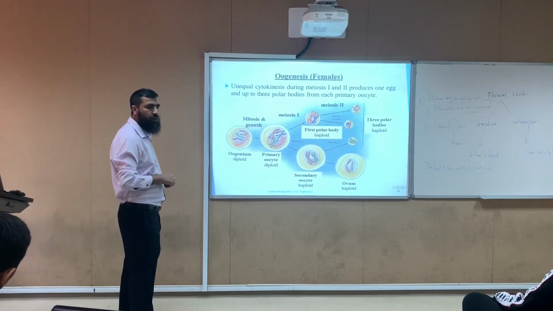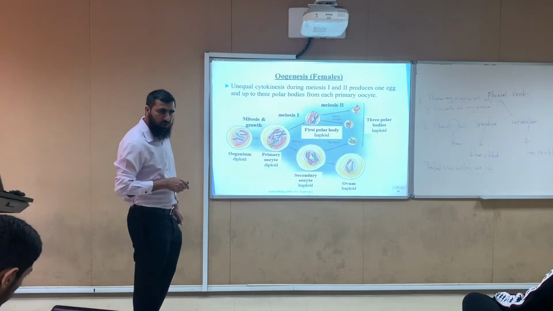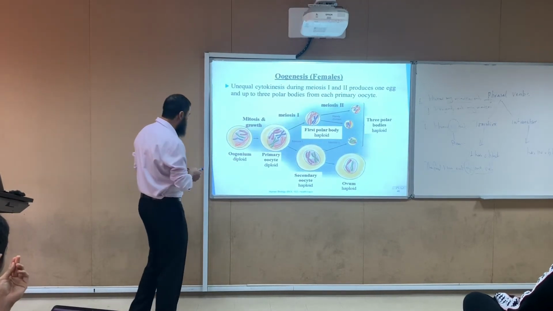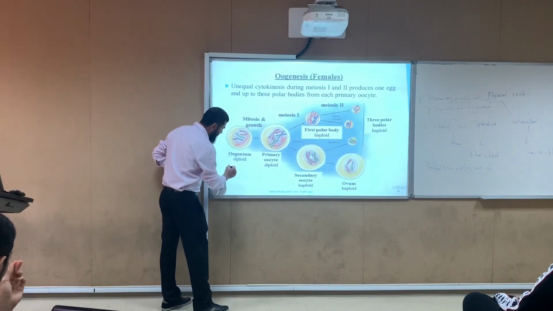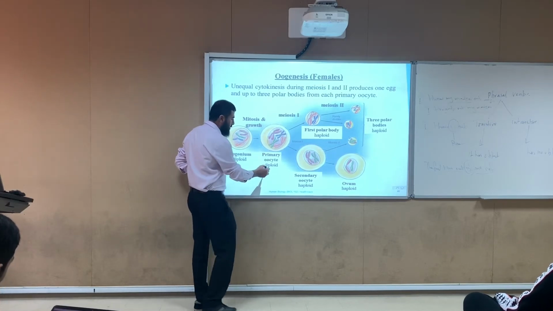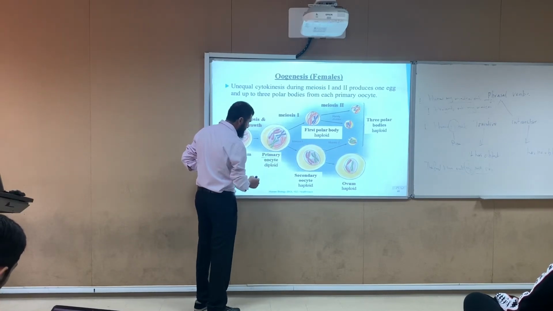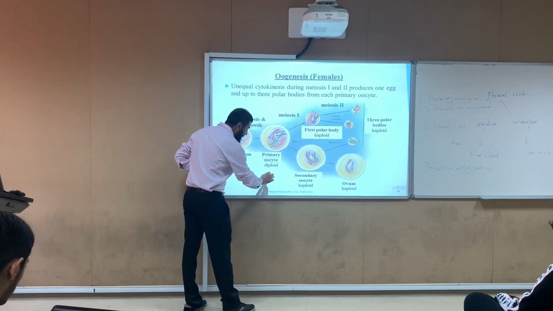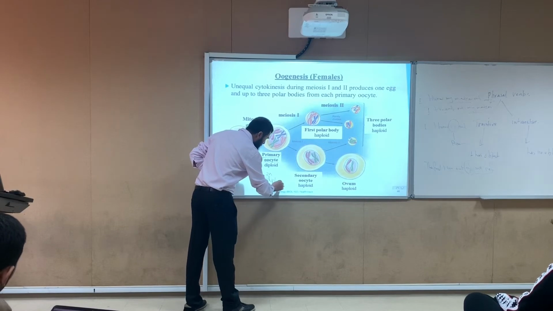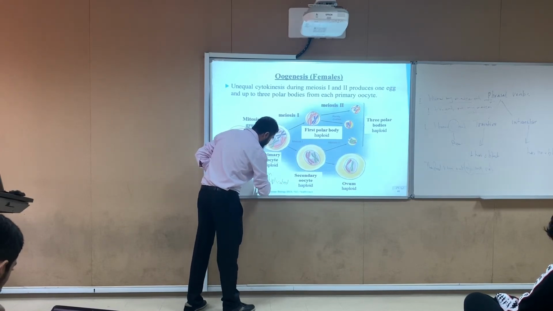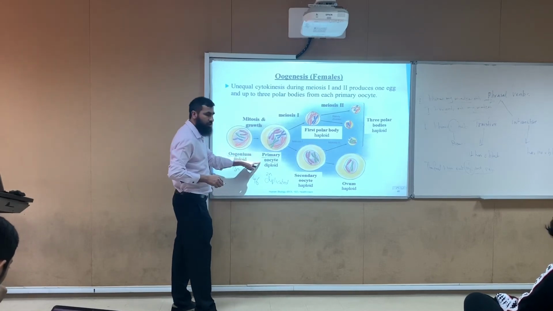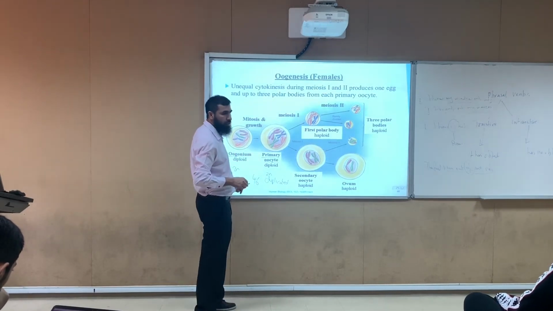Similar to spermatogenesis, we started with a spermatogonium. So there's a cell that we call oogonium, which is 2N. You get mitosis and growth and you form a cell called a primary oocyte. Here it's 2N, with the chromosomes in duplicated form. So it's 46 duplicated chromosomes. This primary oocyte undergoes meiosis one.